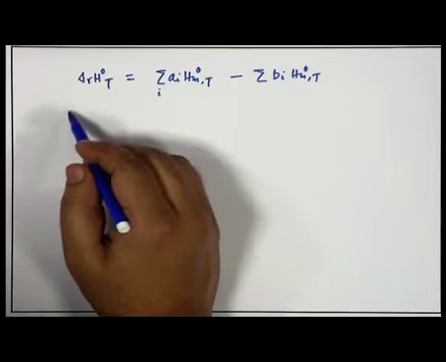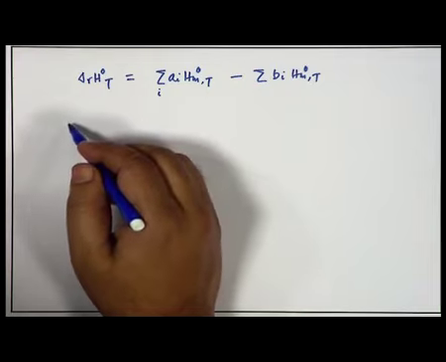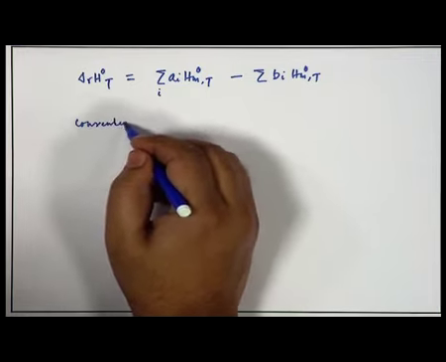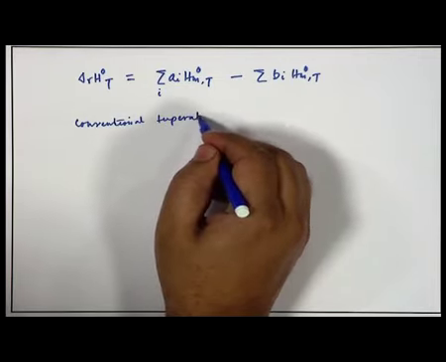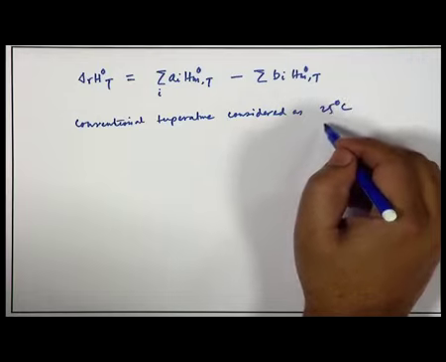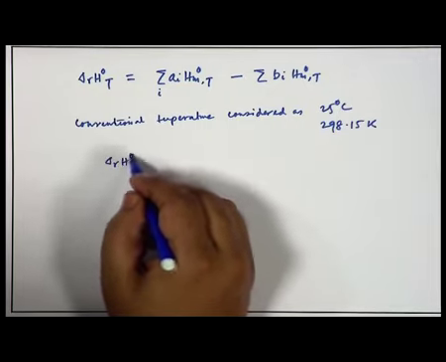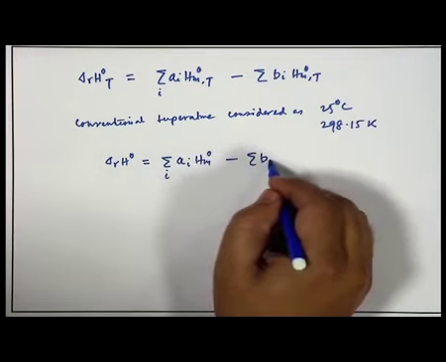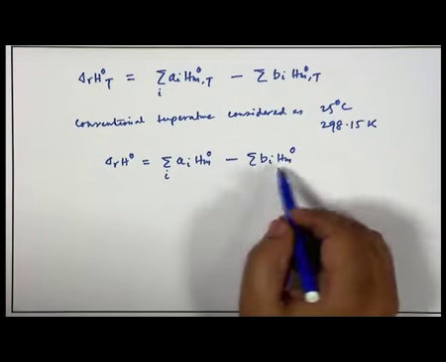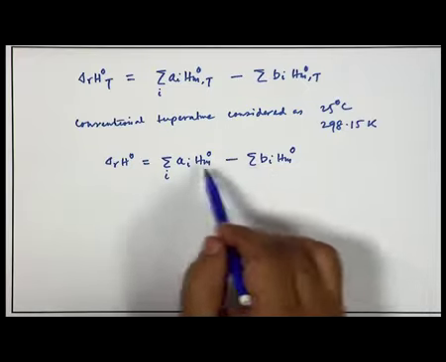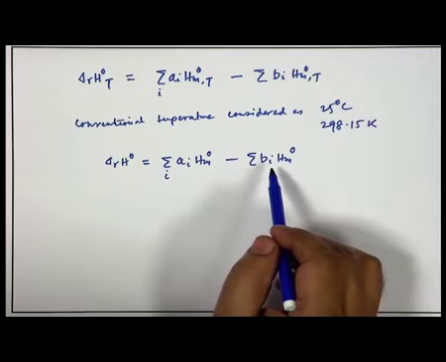Now, if the temperature is not mentioned, then we consider the conventional temperature as 25 degree centigrade or 298.15 K. So, if we just write delta_r H naught as the sum of a_i H_m naught minus the sum of b_i H_m naught, then you will understand that we are talking about the reactants and products being in the standard state, and this change is happening at 25 degree centigrade.